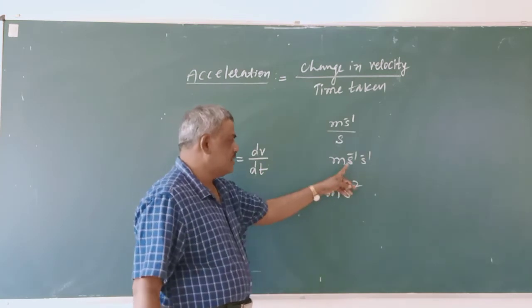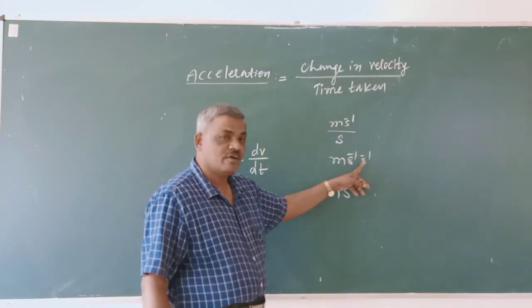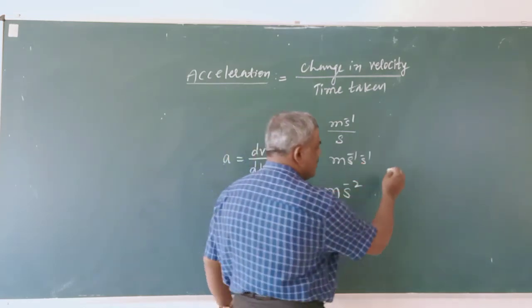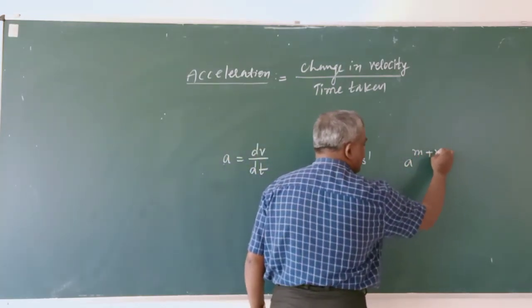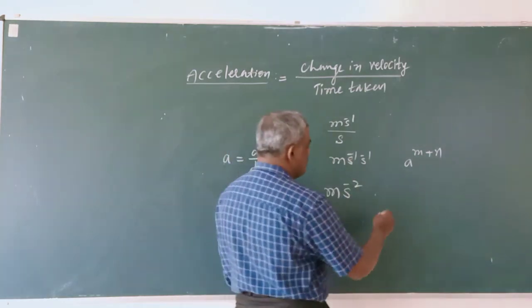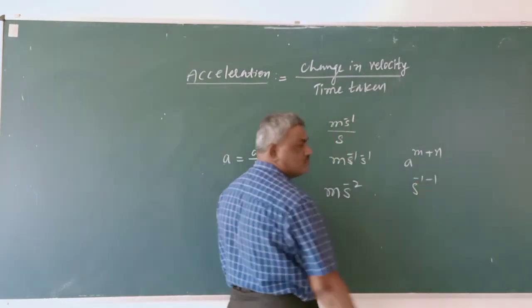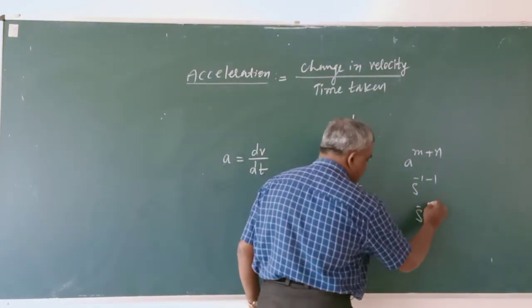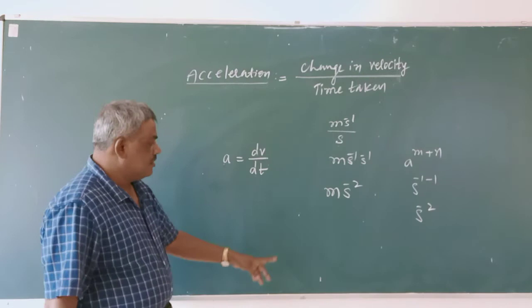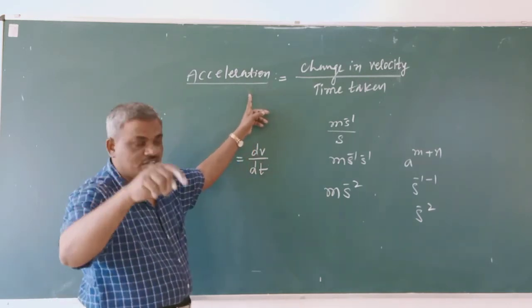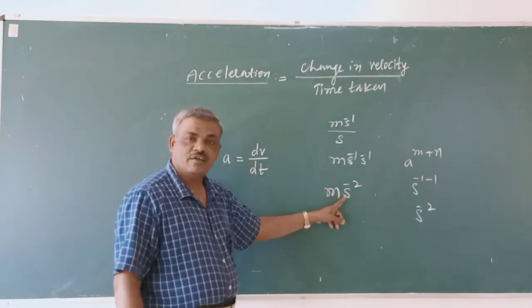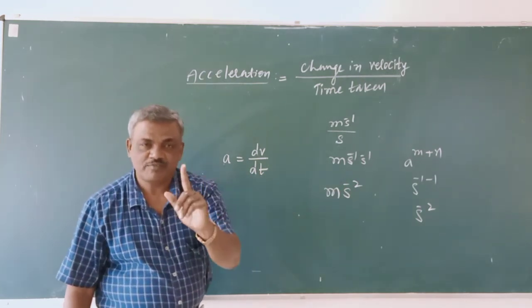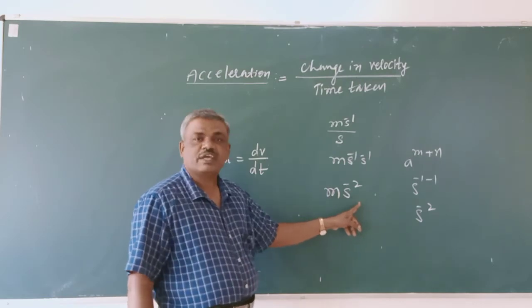In your mathematics, a to the power of n into a to the power of m equals a to the power of m plus n. So now here, s to the power of minus 1 minus 1, what? s to the power of minus 2. So now the unit of acceleration is meter per square second.